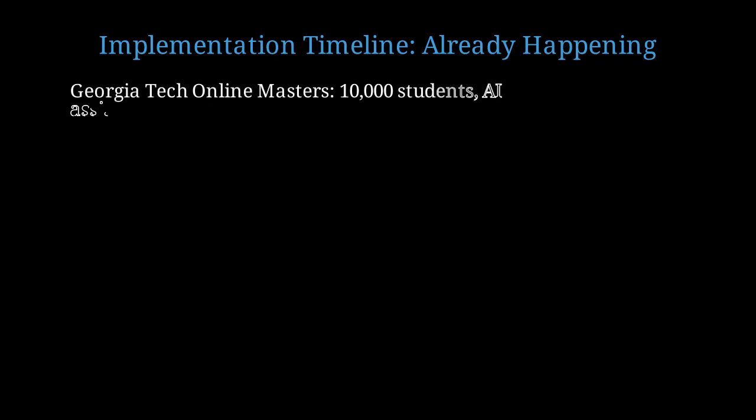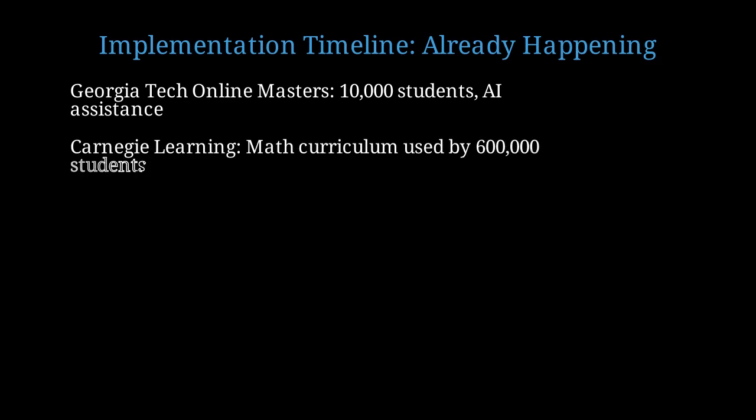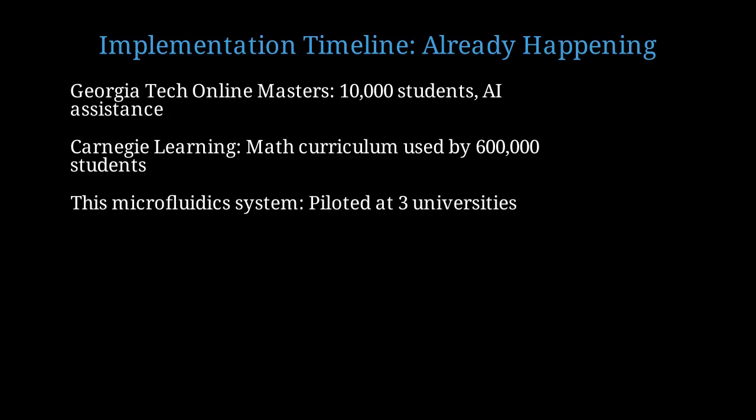Georgia Tech's online master's program uses AI teaching assistants to handle tens of thousands of student questions. Students often can't tell they're talking to an AI. Carnegie Learning's AI-driven math curriculum is used by over 600,000 students in the United States. It adapts in real time to student performance. The specific microfluidics system I've described is currently being piloted at 3 universities with a total of 230 students. Early results are extremely promising.